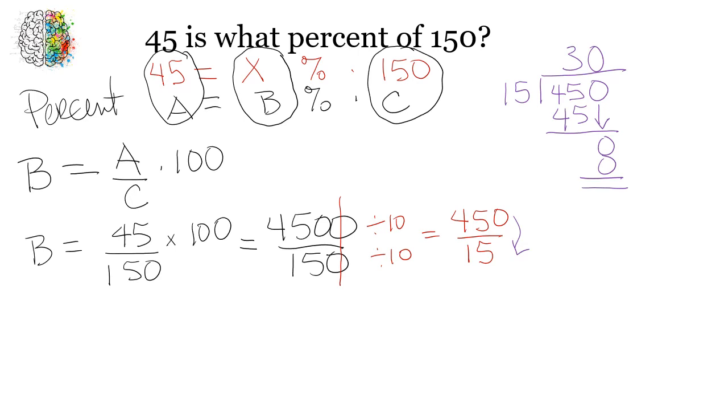So that tells me that B equals 30, so B percent is going to equal 30%. And that's how you solve for a percentage problem.